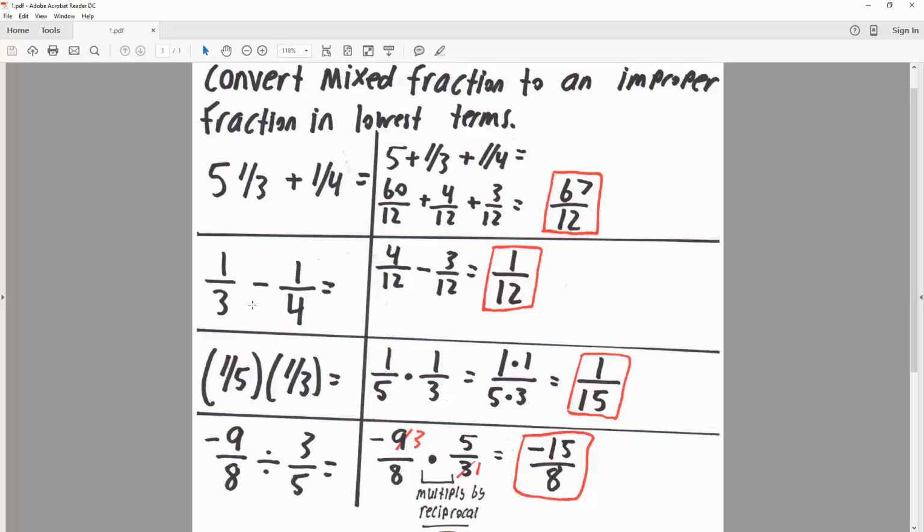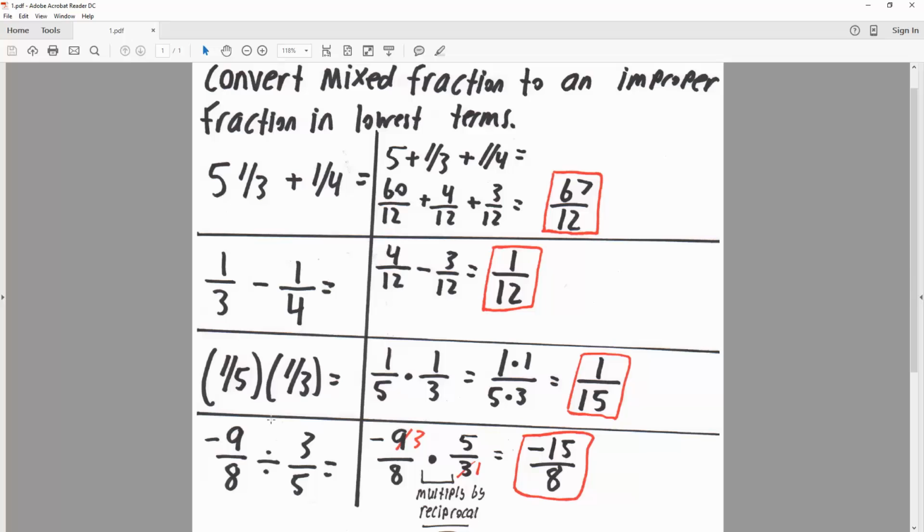Now we'll do subtraction. So we have 1/3 minus 1/4. The thing about addition and subtraction, they're essentially identically the same. One you add and the other you subtract. No tricks. So we get the common denominator: 1/3 will be 4 divided by 12, minus 3 divided by 12 for this. Simply subtract and we get 1/12 as our answer.